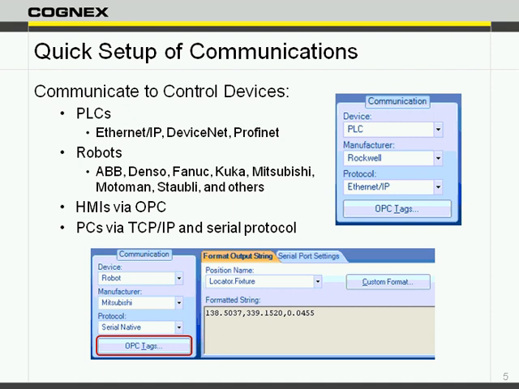On the bottom of this graphic, you can see, in addition to the communication drop-down box, to the right of that, a typical format output string. And I'm going to show you how to set that up. You can see that this is serial native protocol. So you also see a tab that says serial port settings to set up for serial communication.